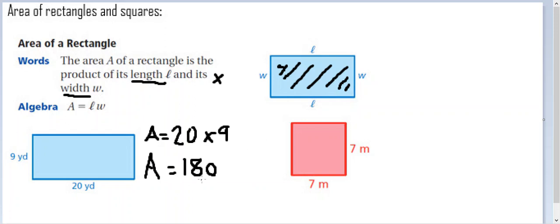One thing to remember is that we have to put whatever was measured in. So this was measured in yards, so it would be yards. And then area is always squared. So it's 180 yards squared.